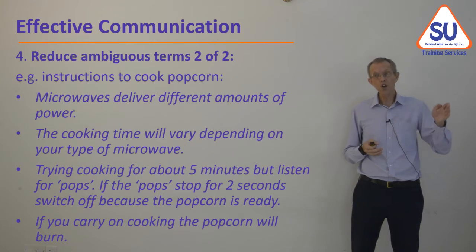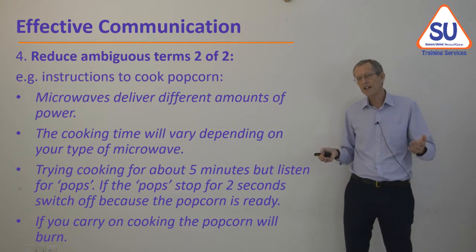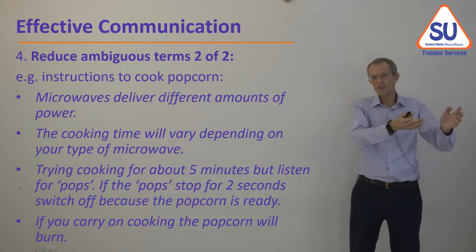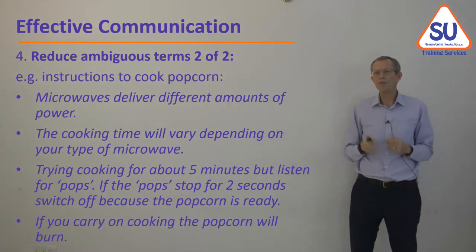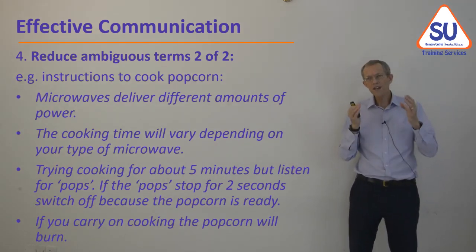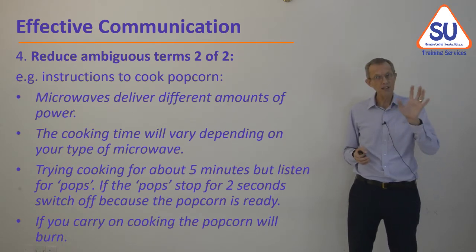So then we make it clear. We say the cooking time will vary depending on the type of your microwave. So your microwave may take some time, mine may take a bit longer, hers may take longer still. And we've established that. Then we give a clear instruction. Try cooking for about 5 minutes. How long? 5 minutes. Okay? Not for a short while, but precisely 5 minutes.